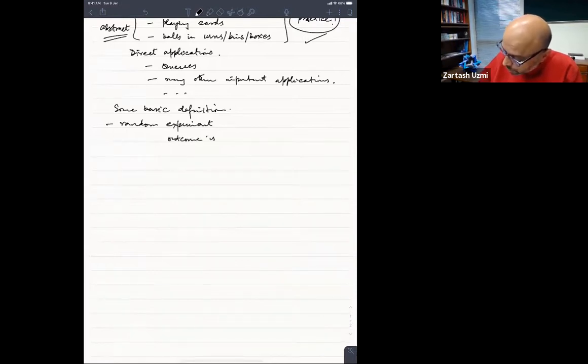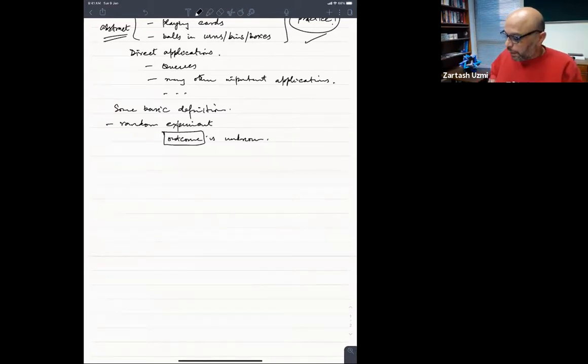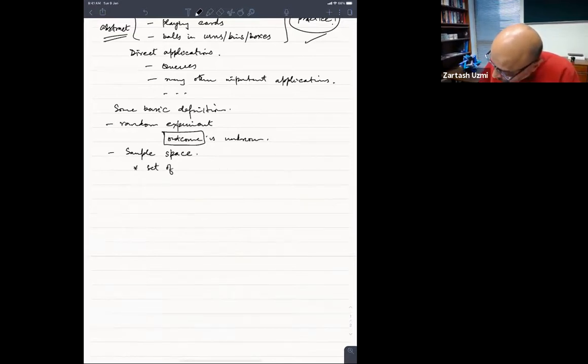Outcome is unknown. Okay. So what is an outcome? An outcome is basically the result of the random experiment, and every random experiment will have a set of outcomes that you can get. Okay. So then we talk about sample space. What is a sample space? So sample space is the set of all possible outcomes of a random experiment.